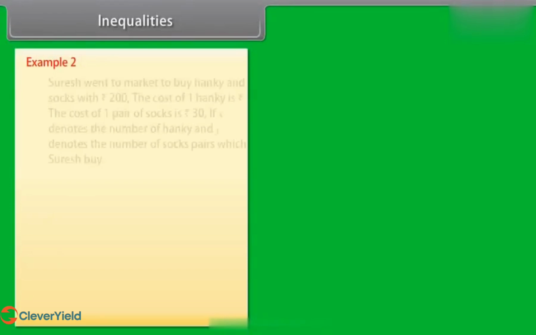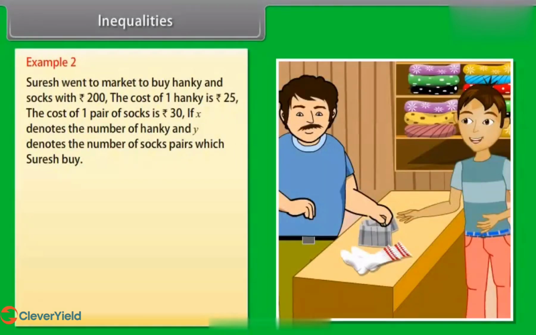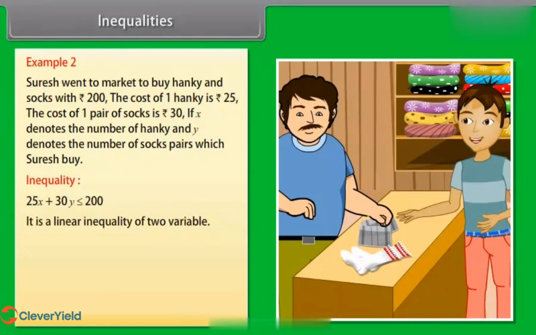Example 2. Suresh went to market to buy hanky and socks with rupees 200. The cost of one hanky is rupees 25. The cost of one pair of socks is rupees 30. If x denotes the number of hanky and y denotes the number of sock pairs which Suresh buys, then we can represent the above statement in inequality form as 25x plus 30y less than or equal to 200. It is a linear inequality of two variables.